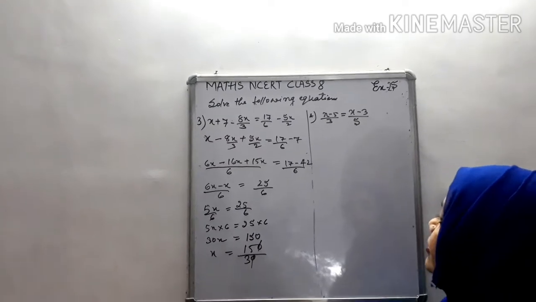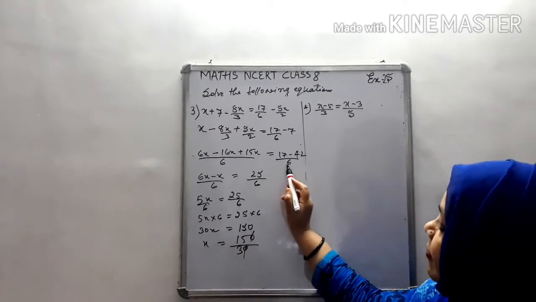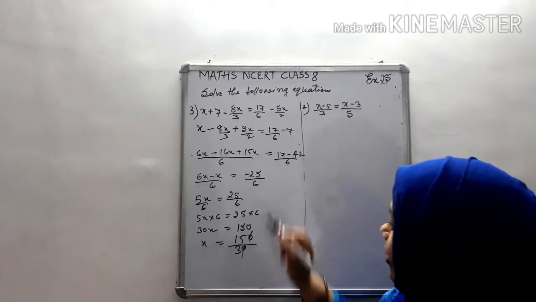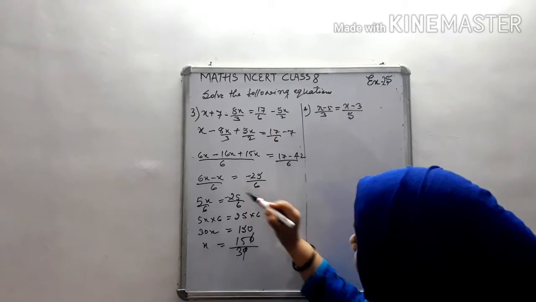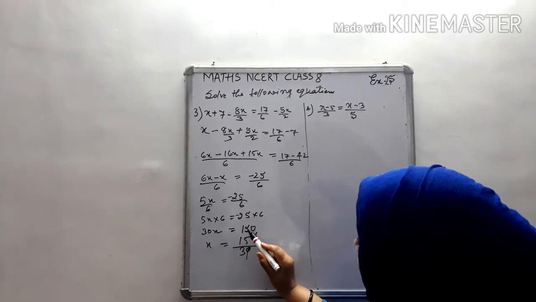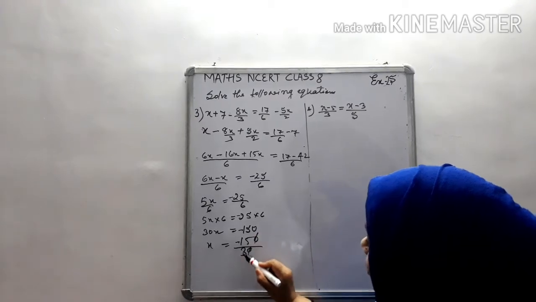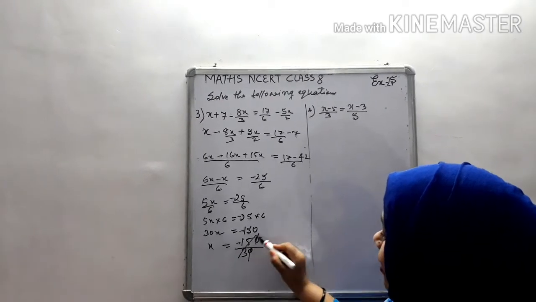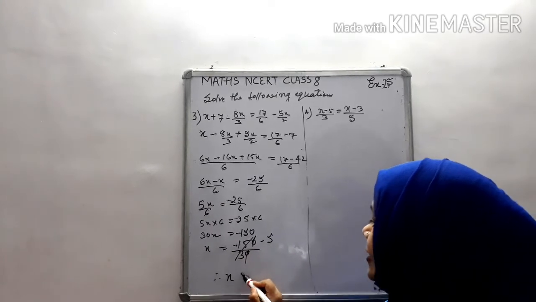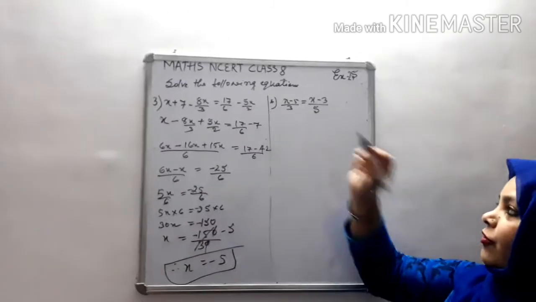This 0 will go with that 0. Just look here, here it is minus 40, 17 minus 42. Then here it will be minus 25. Okay, so here it will be also minus 25, minus 25 here. Okay, minus 150, minus 150. So now here, 3 5s are 50. Therefore means minus here. Therefore x is equal to minus 5.